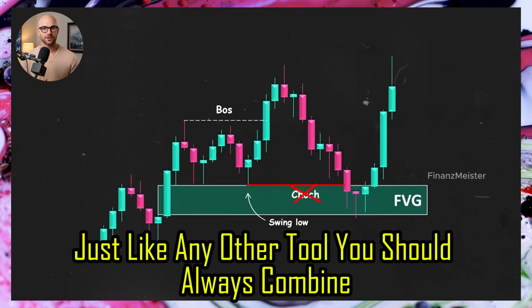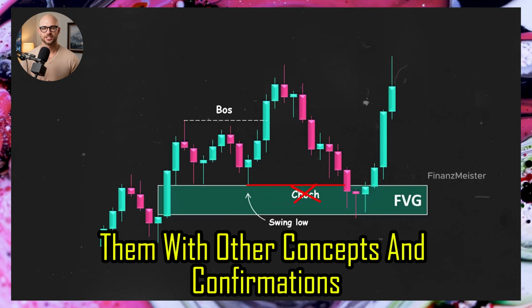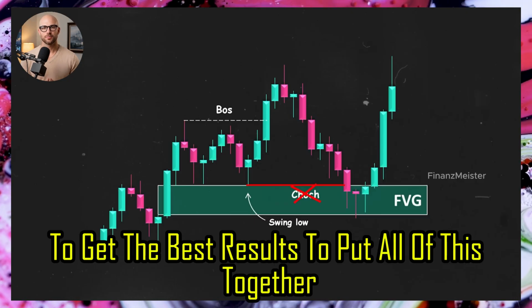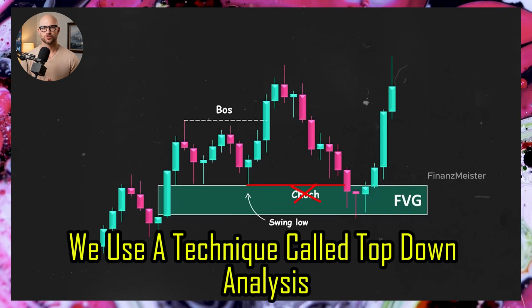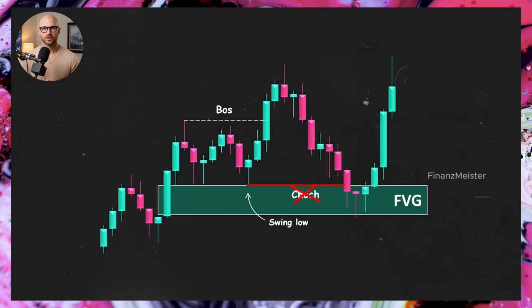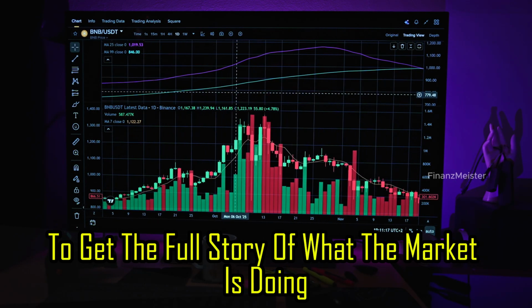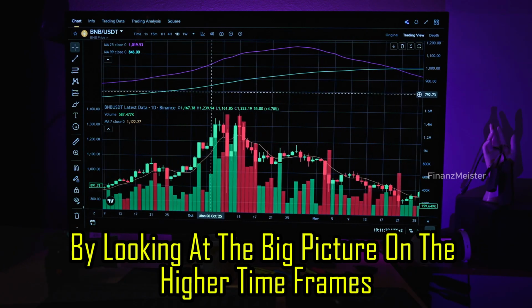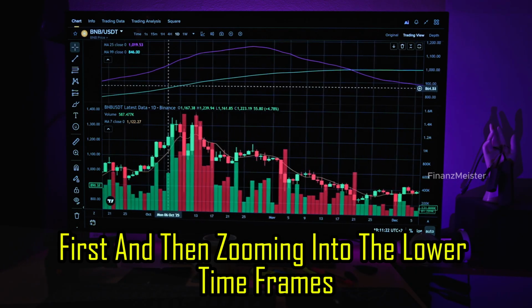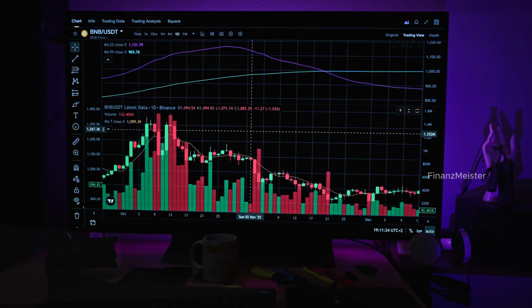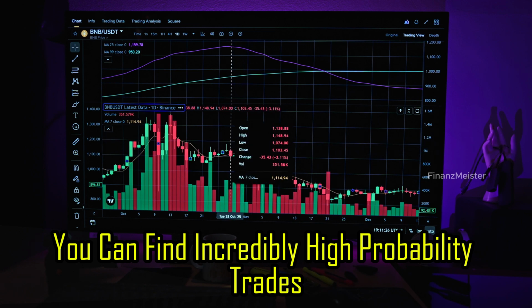Just like any other tool, you should always combine them with other concepts and confirmations to get the best results. To put all of this together, we use a technique called top-down analysis. This simply means looking at multiple time frames to get the full story of what the market is doing. By looking at the big picture on the higher timeframes first, and then zooming into the lower timeframes for the details, you can find incredibly high probability trades.